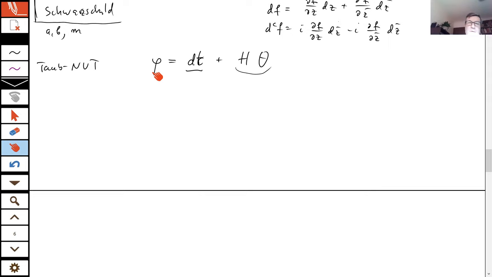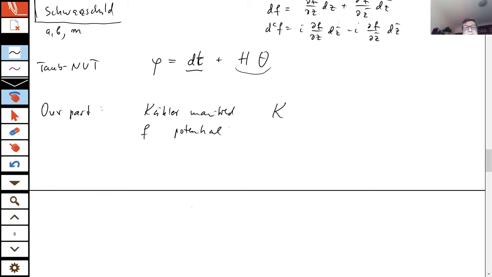So our part is the following: going to higher dimension. So starting with a Kähler manifold K, and we don't want it just Kähler, so we have our Kähler potential. But we want that this Kähler manifold as a Riemannian manifold is Einstein. So we start with a Kähler-Einstein manifold.